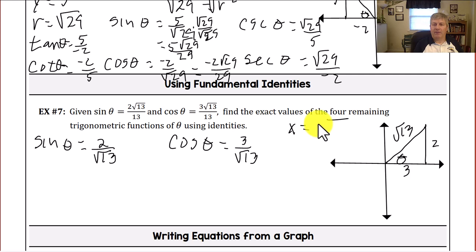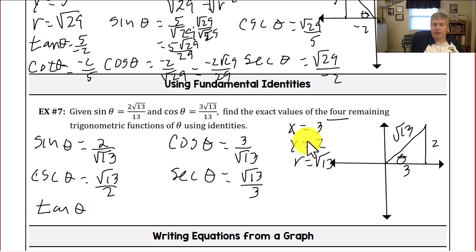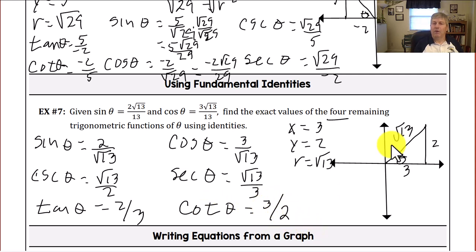So my x value is 3, my y value is 2, my r is the square root of 13, and we can do the rest of our trig functions. So our cosecant of theta will be the square root of 13 over 2. Our secant of theta will be the square root of 13 over 3. And then our tangent of theta is going to be y over x, which will be 2 over 3. So our cotangent of theta is the reciprocal, 3 over 2.